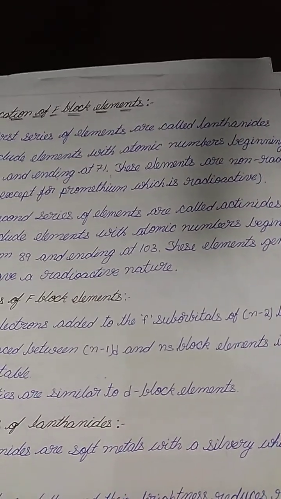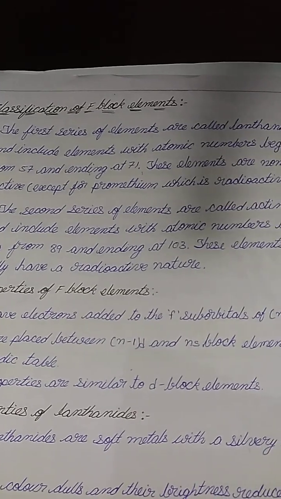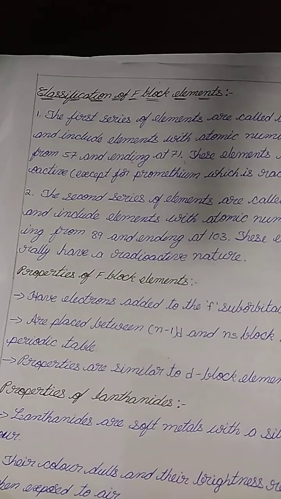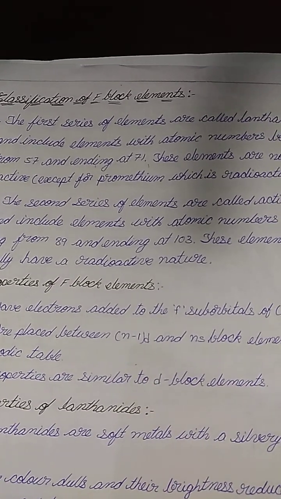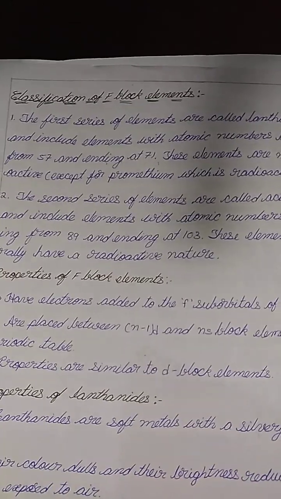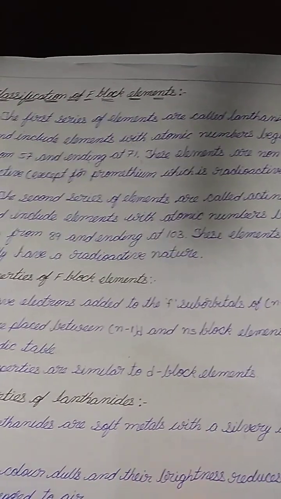The second series of elements is called the actinides, including the elements with atomic numbers beginning from 89 and ending at 103. These elements are generally radioactive in nature.